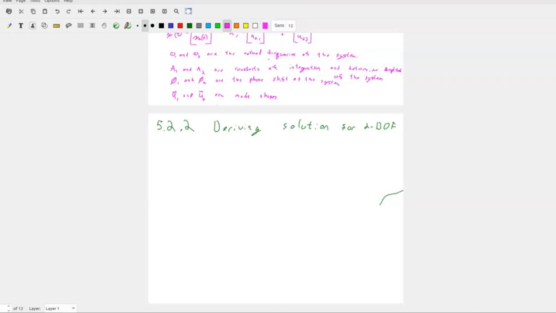We can do lots of different 2 degree of freedom systems, but for right now, we're just going to use 2 masses. And that's a spring. We have a mass 1 and a mass 2, and we have x1 in that direction, and we have x2 in that direction.